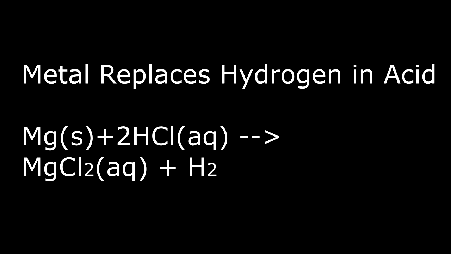The second type of single displacement reaction for metals is when a metal replaces hydrogen in an acid. As you can see in this reaction, magnesium replaces hydrogen from hydrochloric acid, producing magnesium chloride and leaving hydrogen alone as a gas. Due to the fact that hydrogen is a diatomic element, it is produced as a gas rather than a solid.